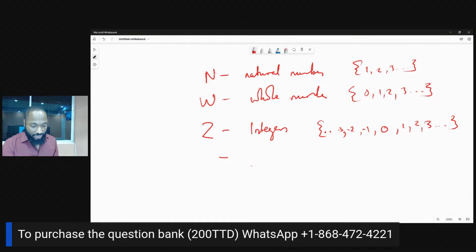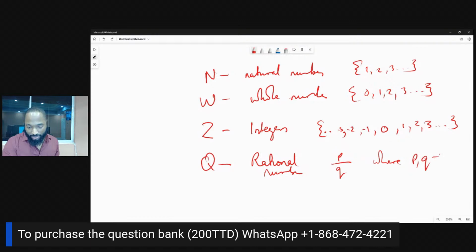What else? What comes next? Rational numbers. Rational numbers is like Q. These could be expressed in the form P over Q, where P and Q belong to the set of integers. So rational numbers just make allocation for fractions.